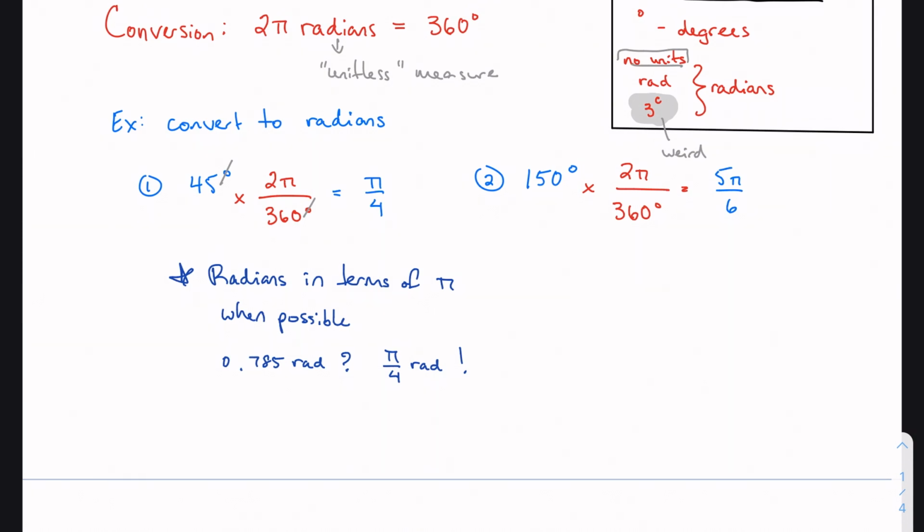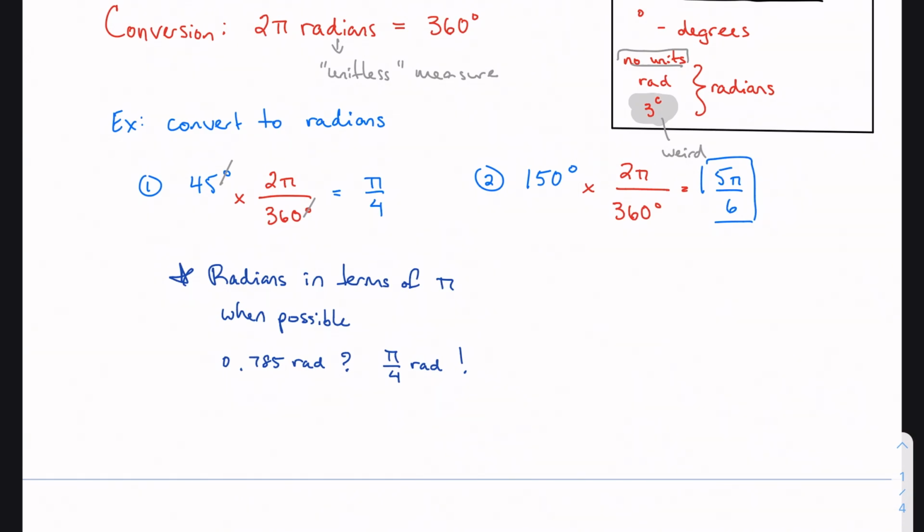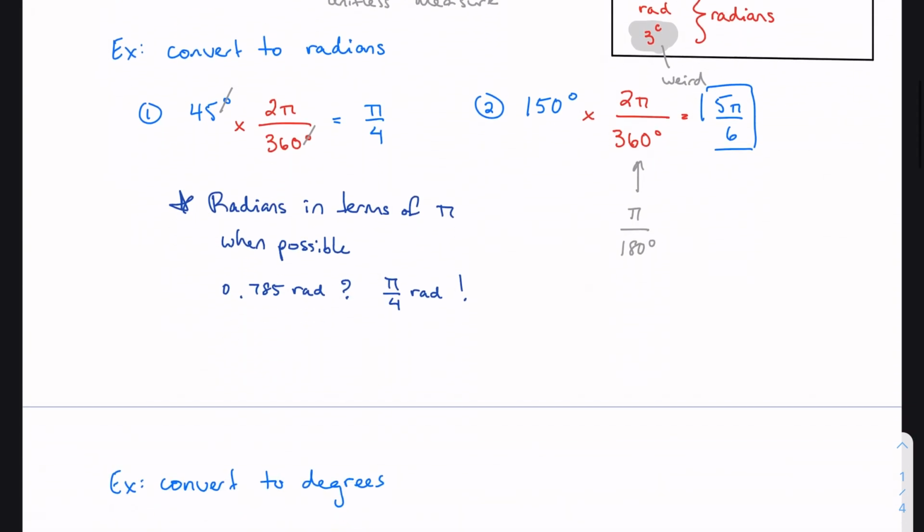So again, I'm going to leave it in terms of pi when I can. You might notice that this conversion rate is reducible. I could use pi to 180 if I want to. I like to use 2 pi and 360 just because I like to think in terms of the big picture with the full circle. But it is equivalent to use pi and 180 instead of 2 pi and 360. Take your pick.